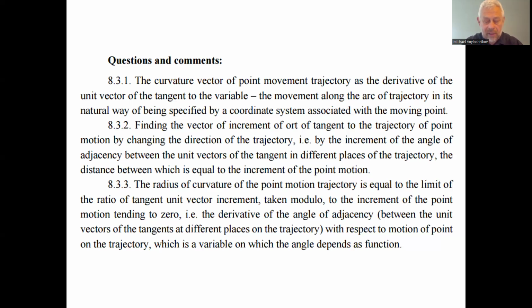So finding that, we got that the increment of the trajectory, the reference arc of the motion of the point along the trajectory, is proportional to the radius of curvature and to the adjacency angle of the trajectory. We got that.